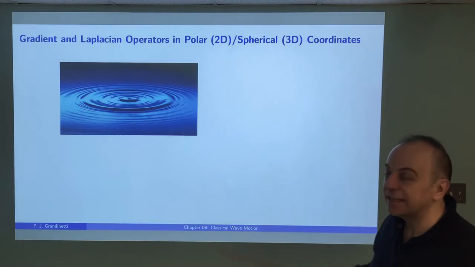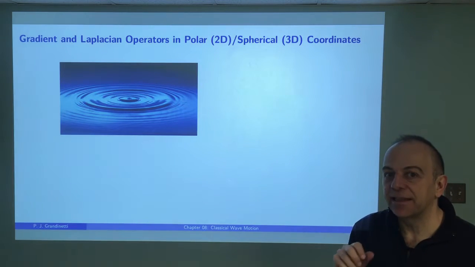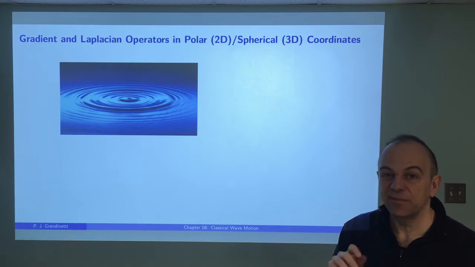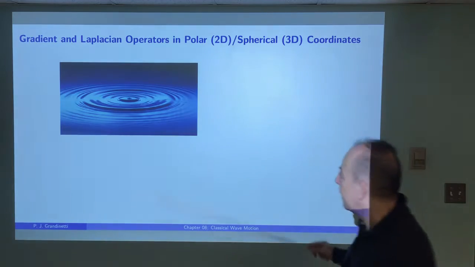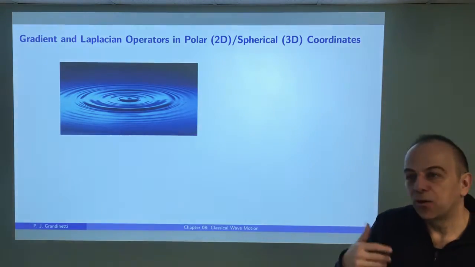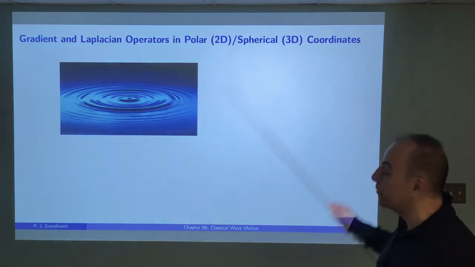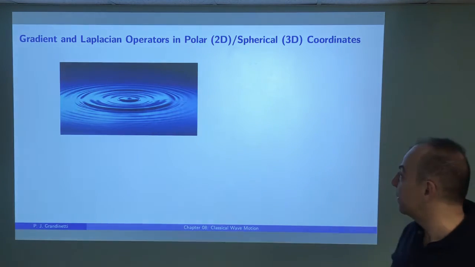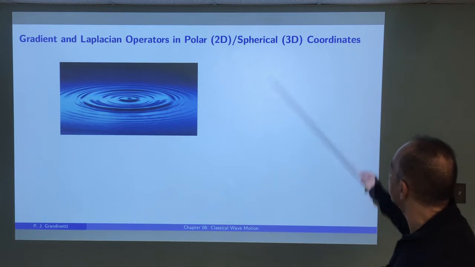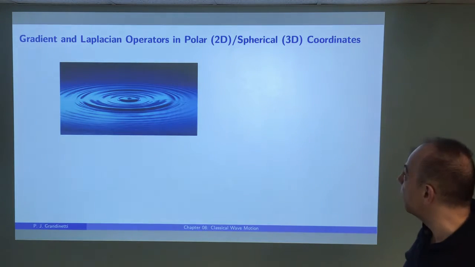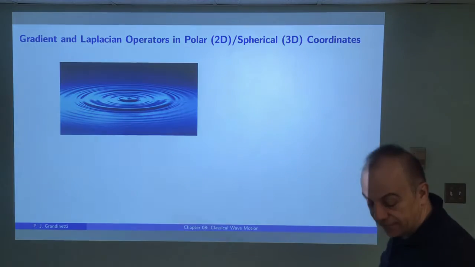Now we're going to turn our attention to waves where the symmetry of the wave is such that the Cartesian coordinate system is not really the most appropriate coordinate system. We will see that coordinate systems like the polar coordinate system in 2D, or in 3D maybe the spherical coordinate system, would be more appropriate in those cases. So what I'm going to do is look at the conversion from a Cartesian to spherical basis, and the polar coordinate conversion will be just a special case of that.